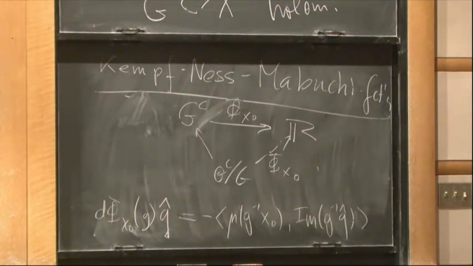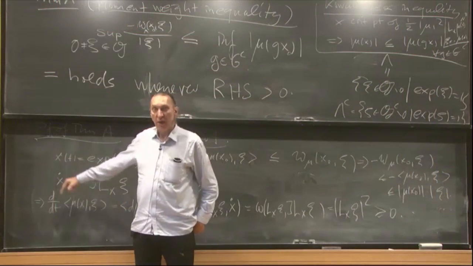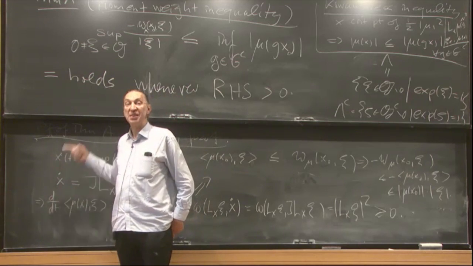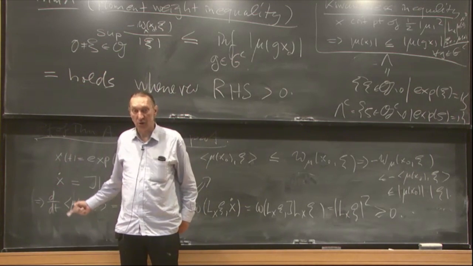So what's going on here is that this mu of xi is already the derivative of phi along this curve, and therefore d by dt of this is the second derivative of phi along the same curve.